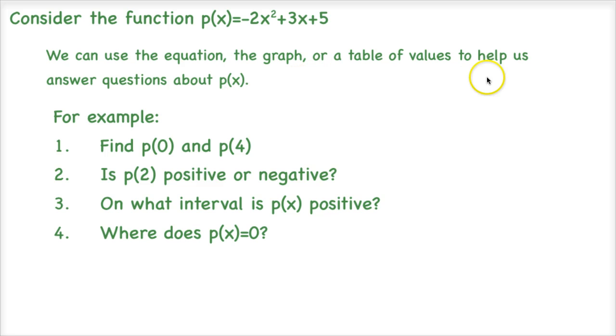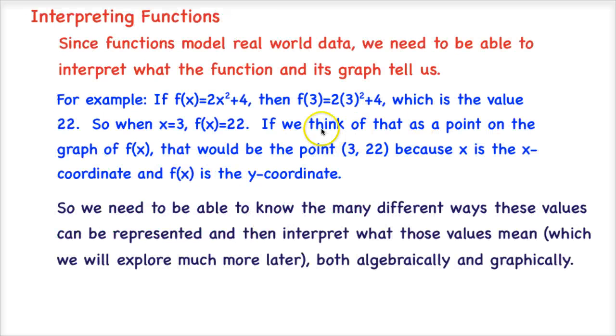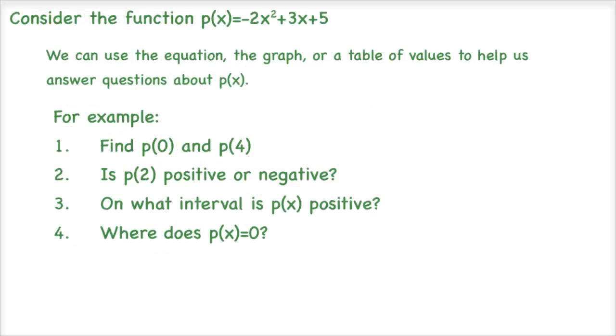So that's what I was trying to say here, where we're going to be going back and forth between what all of these different things represent: the graph, or the function equation, the graph, and then these different evaluations for f of x. So consider p of x. And now we're going to want to answer some different questions. So find p of 0, p of 4.